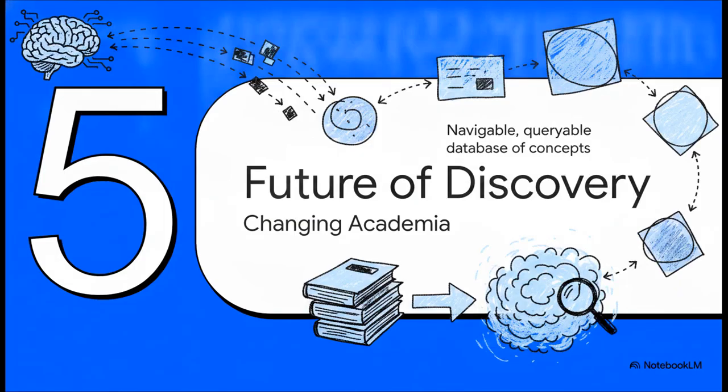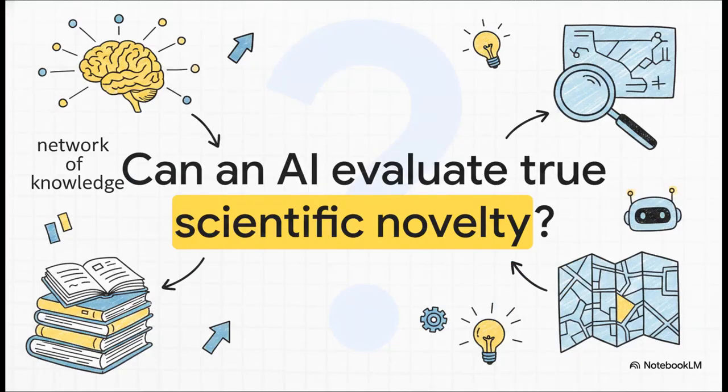Section 5. The future of scientific discovery, changing the nature of academia. So let's step back from the raw data for a minute. What happens when literature actually becomes a queryable database? I want to end with this provocative thought. Can an AI-assisted peer reviewer truly evaluate scientific novelty? Right now, LLM peer reviewers struggle immensely with this. They have a massive blind spot when it comes to judging if a paper is actually genuinely new.